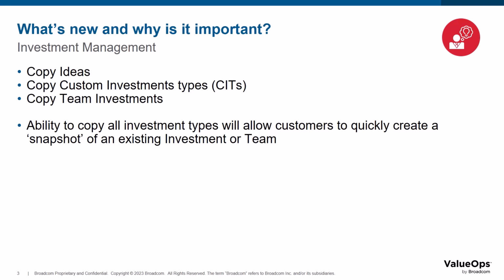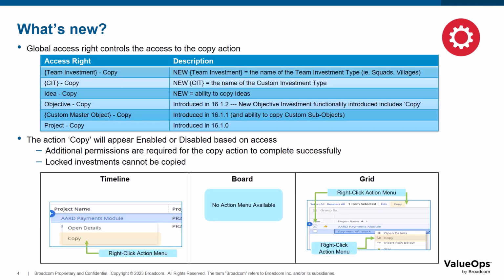In this presentation, you'll see how users can copy an idea, custom investment, or the new perpetual team investment type. The ability to copy projects was introduced in Release 16.1.0 and to copy objectives in Release 16.1.2. The ability to copy custom master objects and custom sub-objects was introduced in Release 16.1.1.